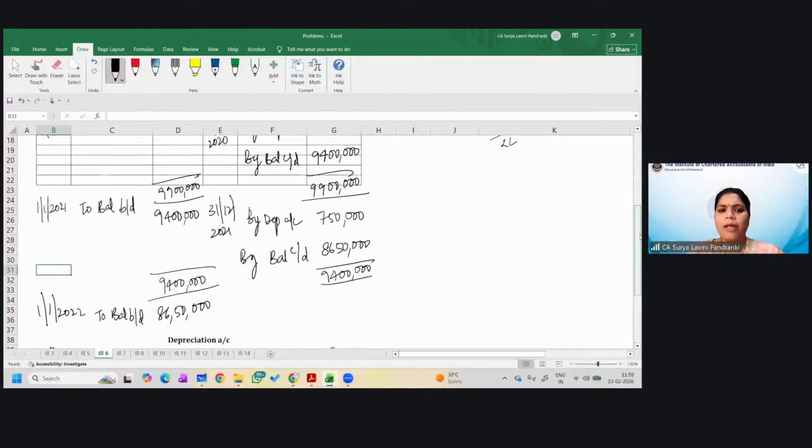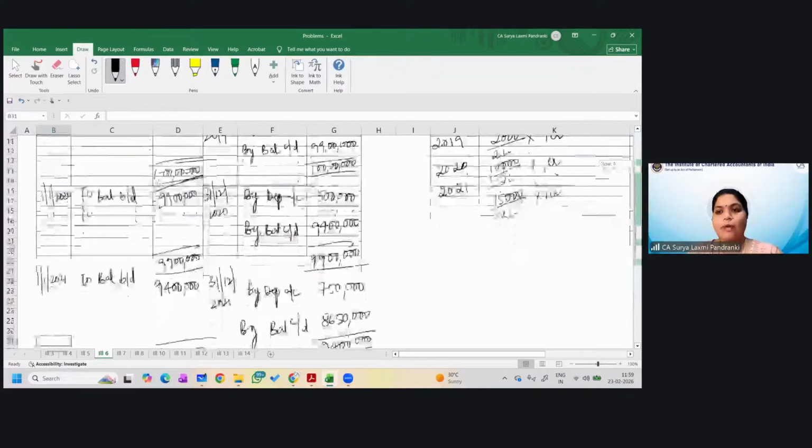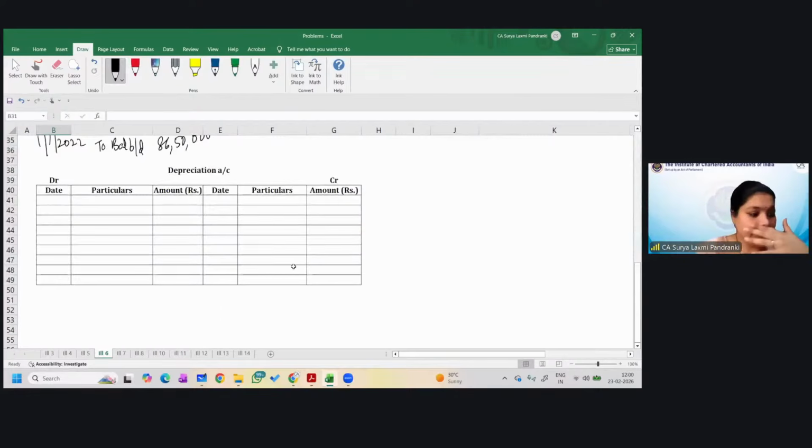It is nothing but you have purchased the asset, that will go into debit. You provide depreciation every year, that is every year credit, and then the balancing figure. That's it. And the depreciation account is very simple.